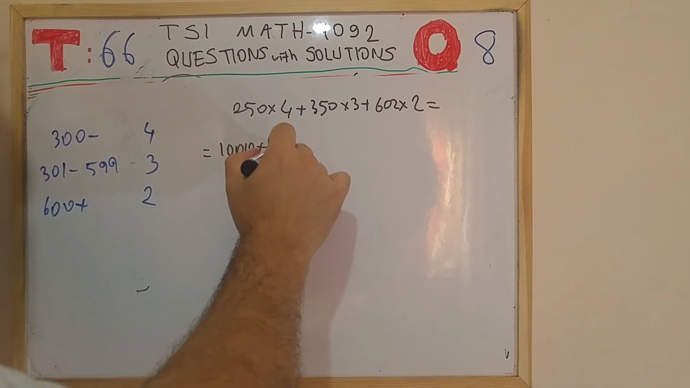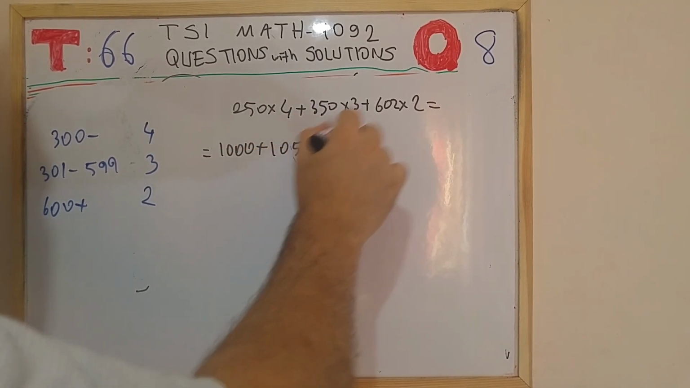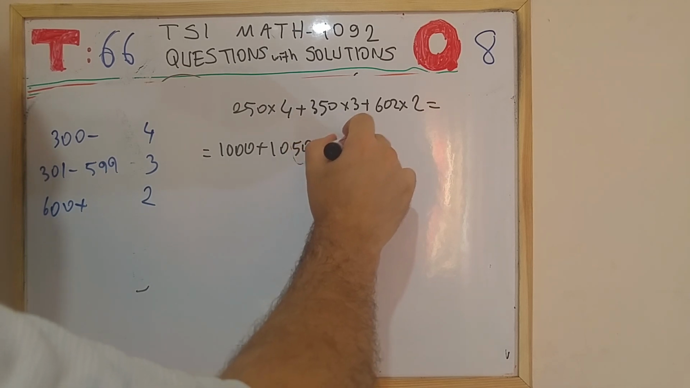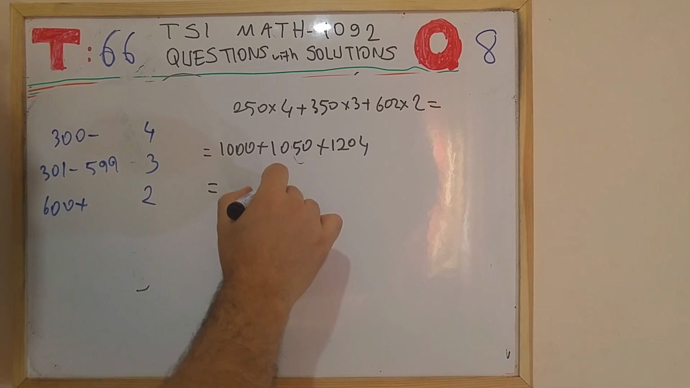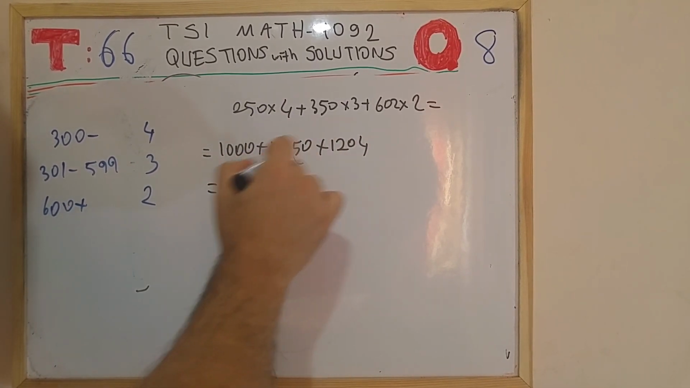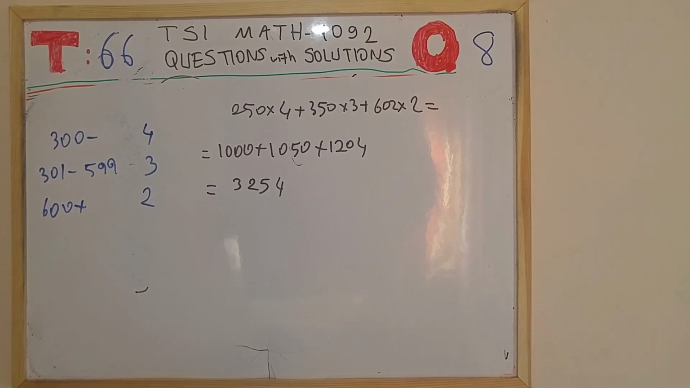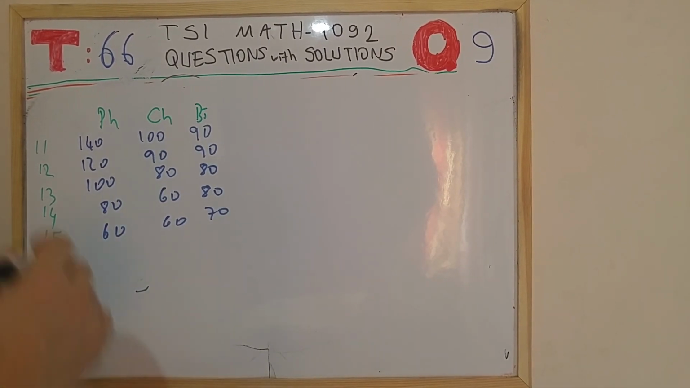This is going to be 1,050. And this is going to be 1,204. When I sum these up, what I have is going to be 4, 5, 2, $3,254.